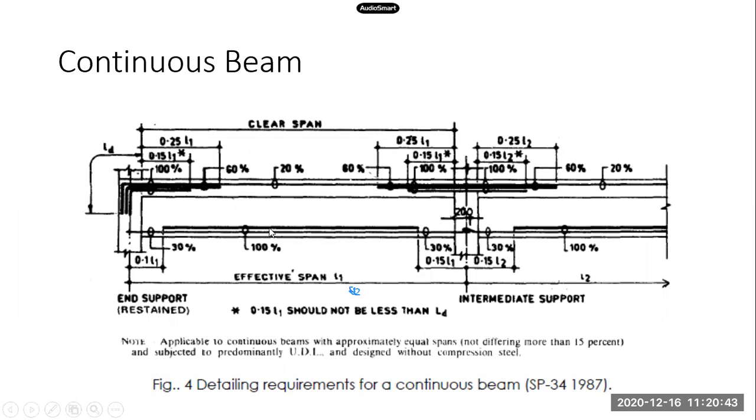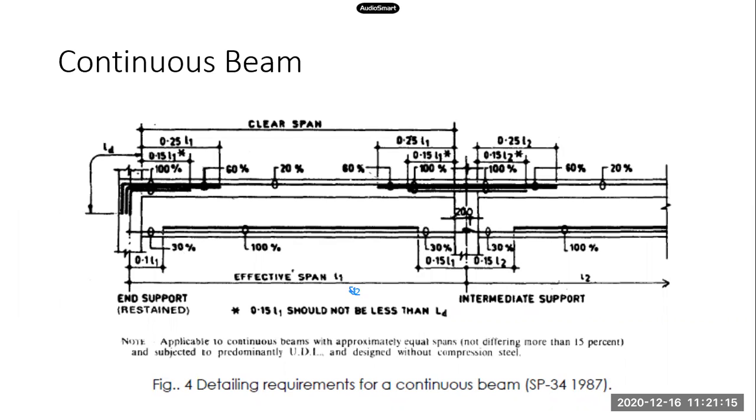How to read this actually from SP34? See, bottom steel, 100%. When you come towards the support at a distance of 0.1 L1, 0.1 L1 means refer to this first span, 0.1 L1. From the center of the support, 0.1 L1. In this distance, you can curtail 70% of the steel. See here, 30%. From 100, it has reduced to 30%. Okay, so that can be done over here.